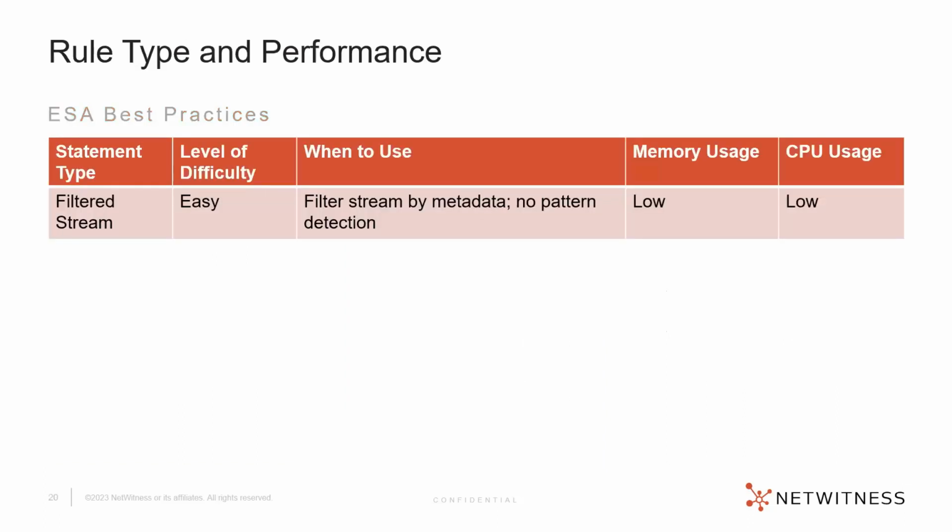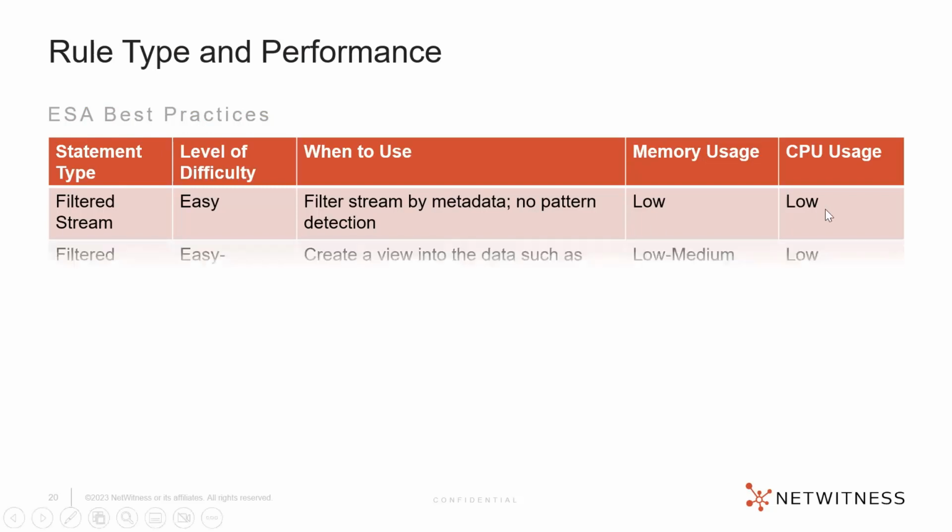Now we'll be discussing ESA statement types in terms of performance. As you can see here, the first row explains the filtered stream. So if the rule is a select and only has AND or OR logic, and it is not partitioning or using any other type of view that requires caching data, it should not cause memory issues.